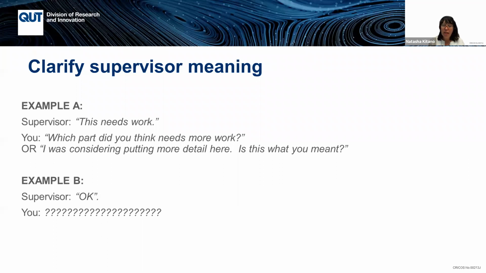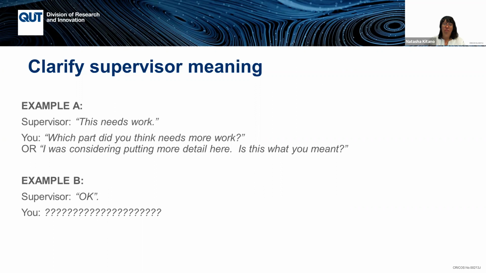So are you happy with the introduction as it is? Do you think I need to add more detail? I'm a bit worried about the argument on page 4. Do you think it needs more detail? Something like that, okay? So I am encouraging your supervisors to give that specific feedback, but you need to ask for it too.